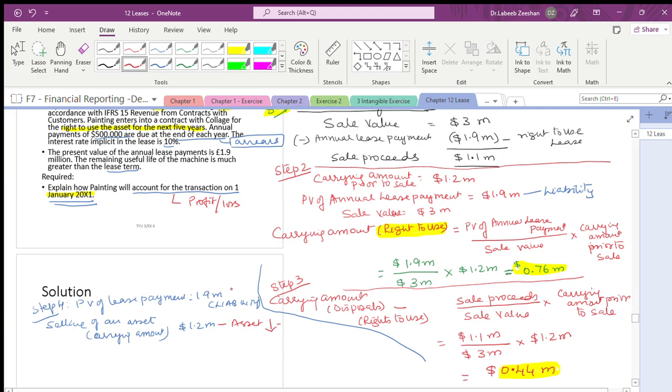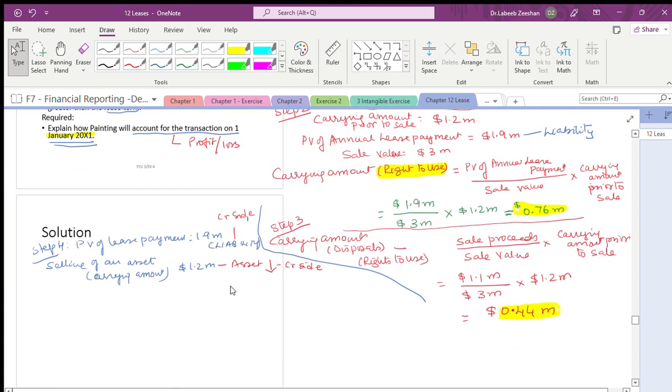When asset is decreasing, what do we have to do? We have to write it on the credit side. If it is a liability, it is on the credit side. Now, what is happening? You are selling an asset. Is it right? There is a sale.